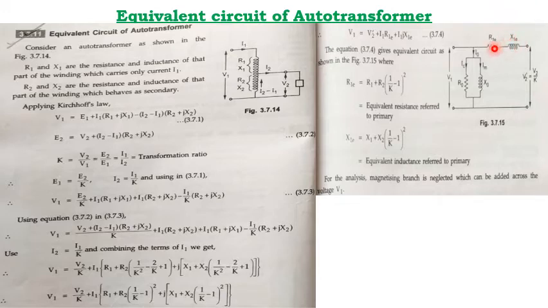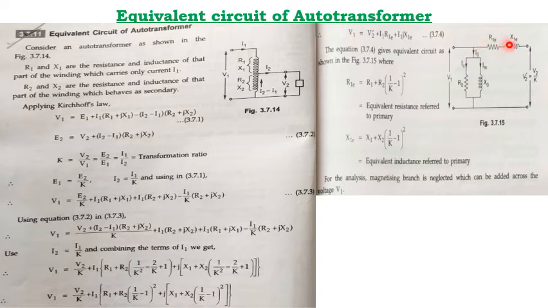So you can also say this is referred to as the primary. R1E is nothing but the resistance as referred to the primary. Primary one is nothing but the first winding. So we can represent R1E, isn't it?